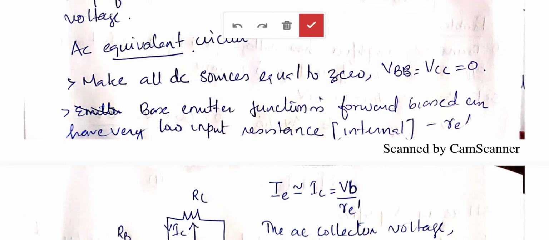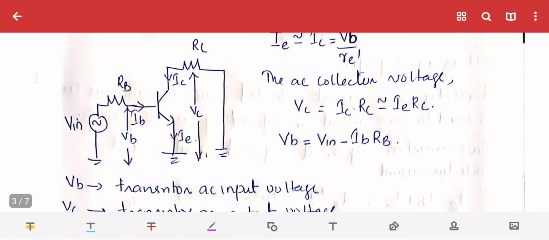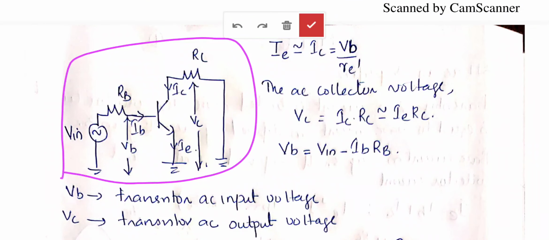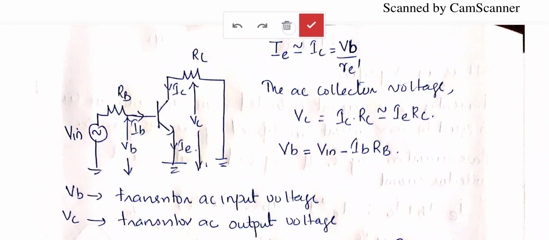So this figure gives the AC equivalent circuit of that amplifier. You can see here VBB is equal to 0 and VCC is equal to 0. The input current IB is marked. Here the voltage available at the base, VB, is marked. Output current IC is marked and output voltage VC is marked. The current flowing through the emitter, IE, is marked.